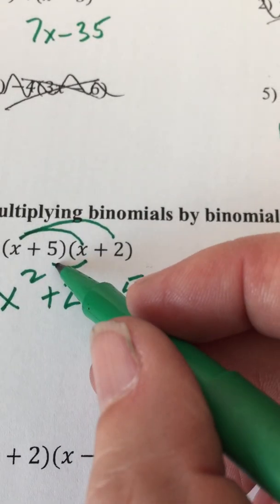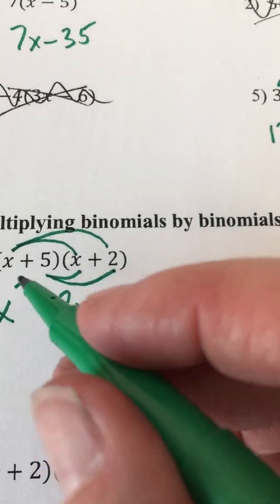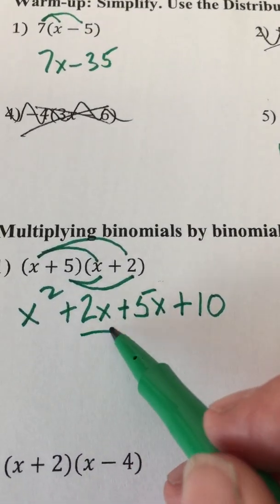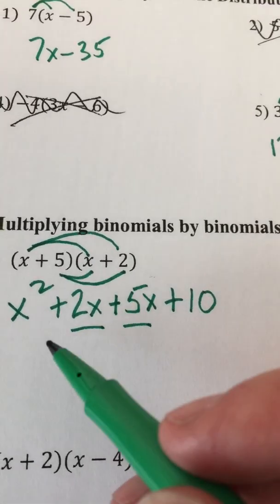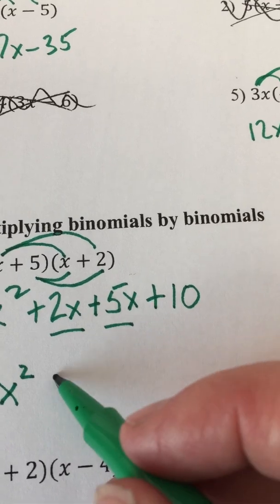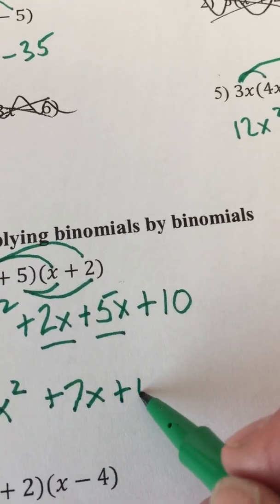Positive times positive for the second one. I'm going to distribute it to this one. Positive times positive is a positive, and 5 times 2 is 10. Now the parentheses are gone, combine like terms. These 2 x's in the middle are like terms. So I still have 1x squared, or x squared. 2 plus 5 is a positive 7x, and plus 10 on the end.